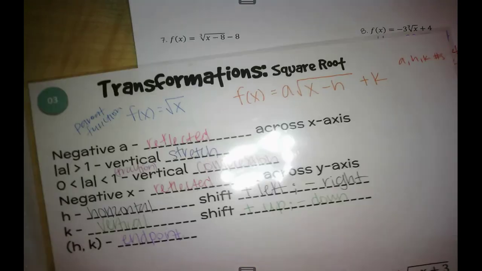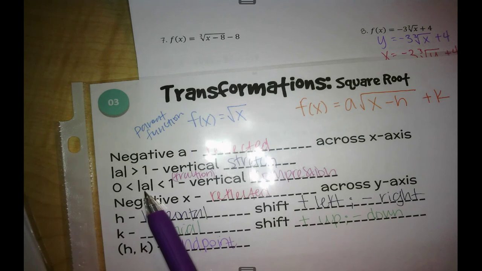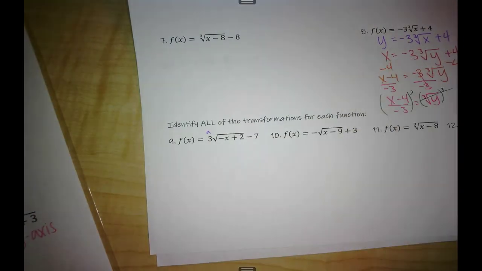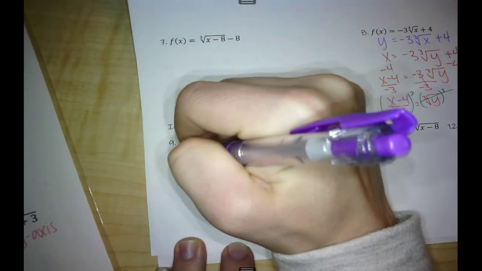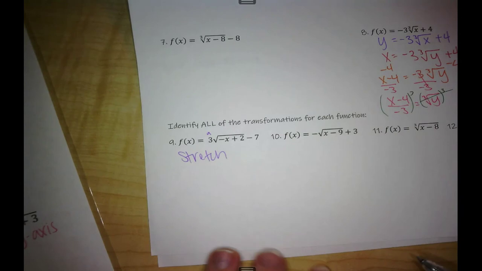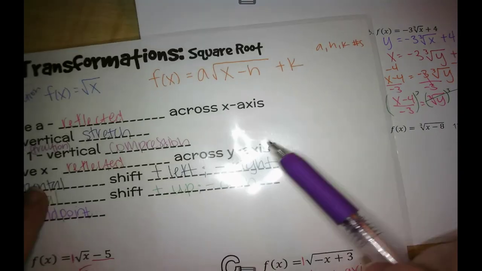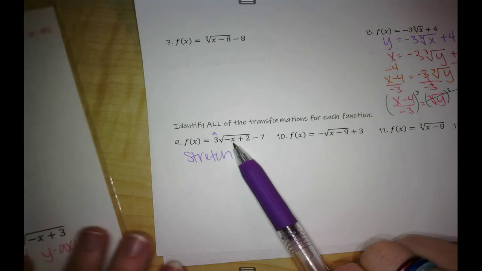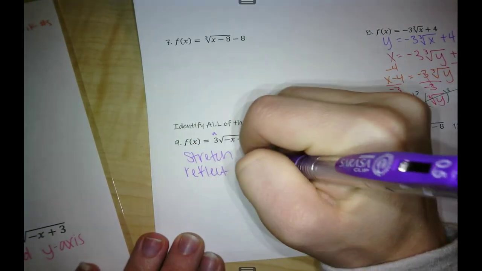Remember, if my A is greater than 1, then it's a stretch. And if it's a fraction that's less than 1, then it's a compression. 3 is greater than 1, so we've got a stretch. Okay, and keep going. If we have a negative in front of our x, then it's reflected across the y-axis. Do we have a negative? We do, so we're going to reflect it over the y-axis.